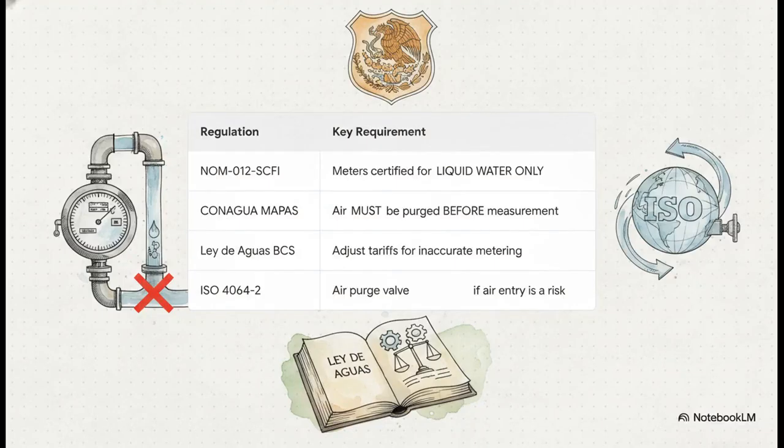This right here is your legal arsenal. Mexico's official standard, NOM 012, says meters are certified for liquid water only. The National Water Commission, CONAGUA, requires that air must be purged from the system before it's measured. The state's own water law protects you from inaccurate metering. And an international standard, ISO 4064, is crystal clear about what the solution is.